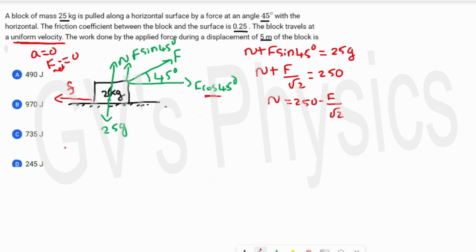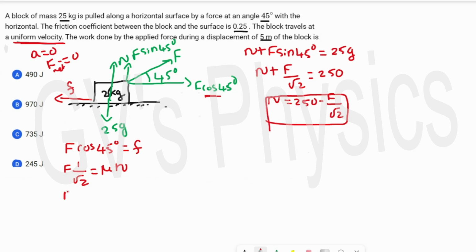Okay, so we can equate the equation, that is F cos 45 degree is equal to the friction force. So F cos 45 is F by root 2, that is equal to friction. Friction is coefficient of friction into normal. So already we know the normal, we can substitute in the relation: F by root 2 is equal to coefficient of friction, 0.25, which I am going to substitute as 1 by 4, into normal, which is 250 minus F by root 2.